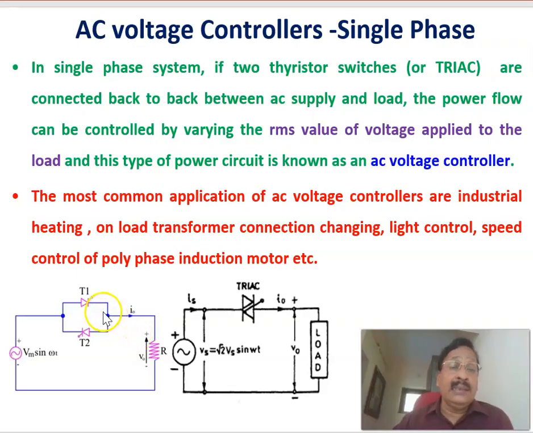That will be explained in the coming slides. Another point is that here the gating signal has to be given to T1, that is, between the gate of T1 with respect to its cathode. Similarly, gating T2 with respect to its cathode. In this case, the cathodes are not common. This is the cathode terminal of T1, and this is the cathode terminal of T2. You have to isolate the gating signals to T1 and T2, since the cathodes are not common.